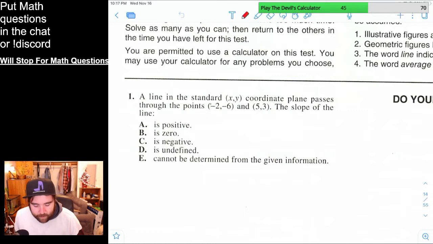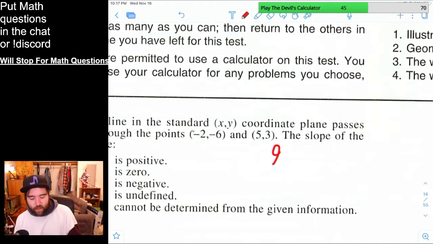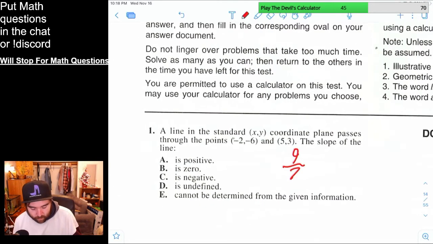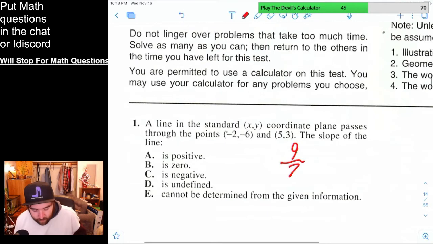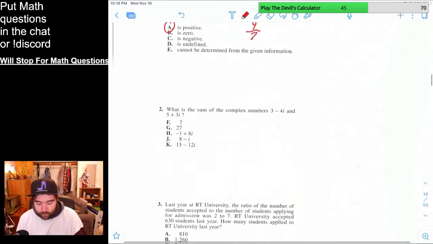So number 1, a line in the standard coordinate plane passes through those points. What is the slope of the line? Very simple. What is the slope of the line between those points? Well, let's see. It looks like it's going up 9 from -6 to 3, and it's going over 7. So it should be 9/7. And they didn't even care about that anyway. They just wanted it positive, 0, negative, undefined, cannot be determined. It's positive. It's positive 9/7.